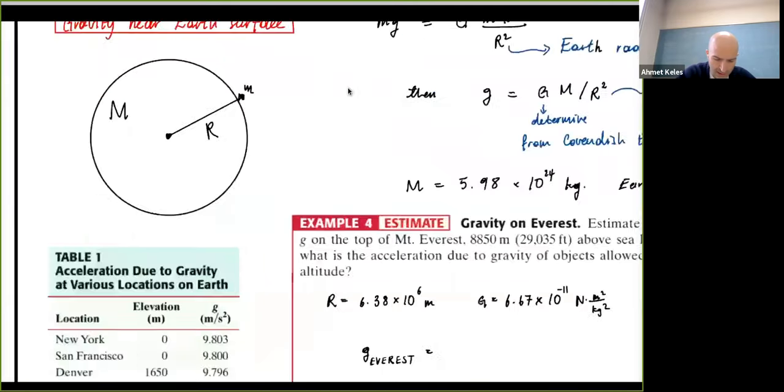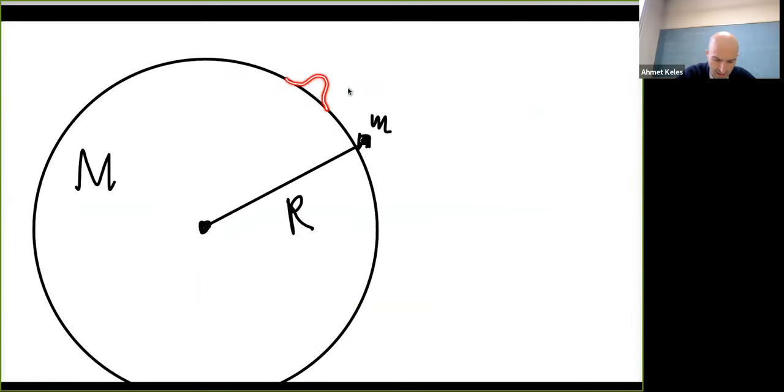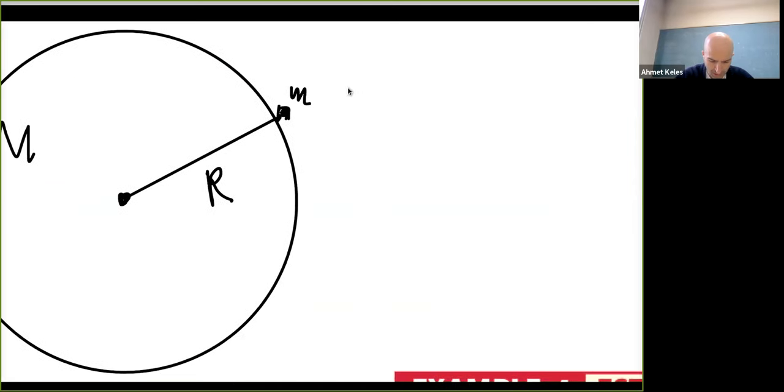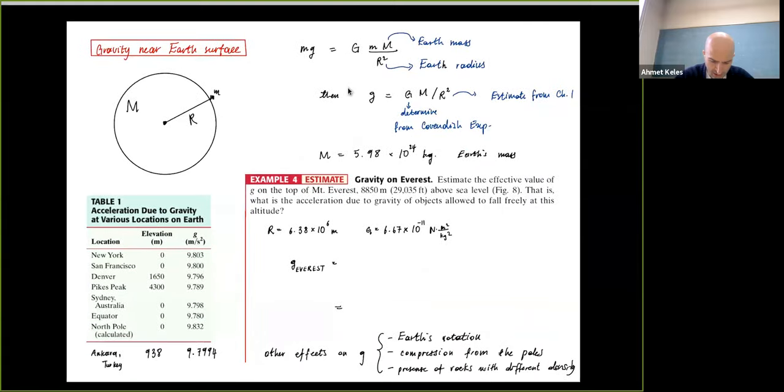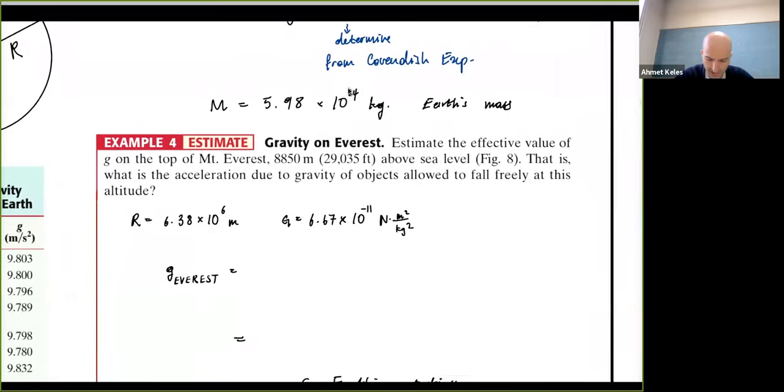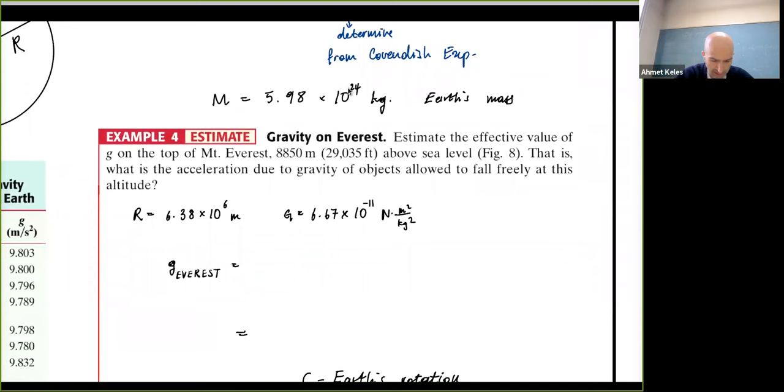Suppose there's a mountain like this, and this mountain has an extra height, h, and this mass is on top of this mountain. How much does g differ compared to the surface? I want to go through this exercise to understand this. For this, let's estimate the gravity on Everest. The height of Everest is about 8,850 meters above sea level. Based on this, what should the acceleration due to gravity be on top of Mount Everest?